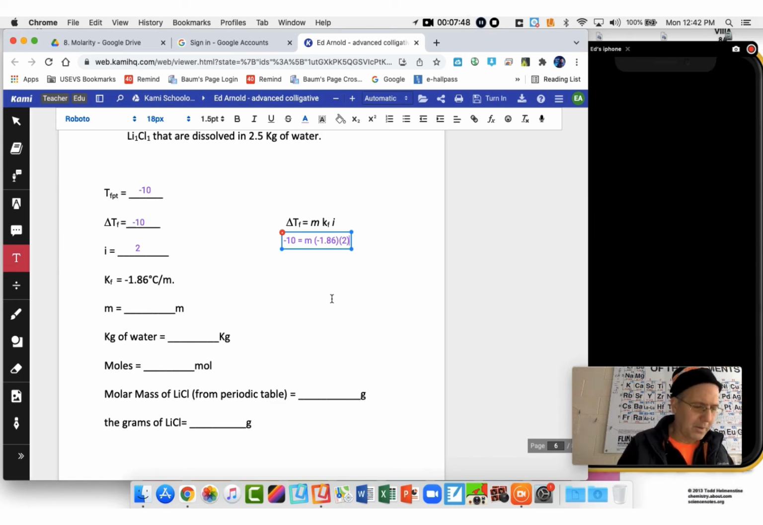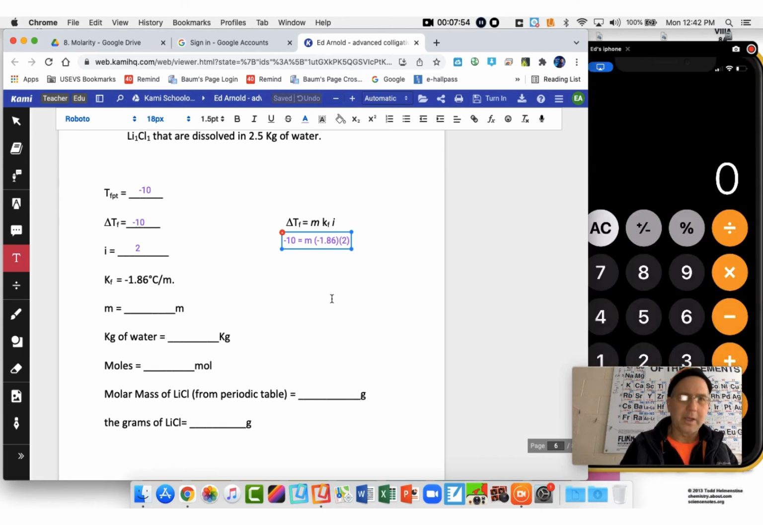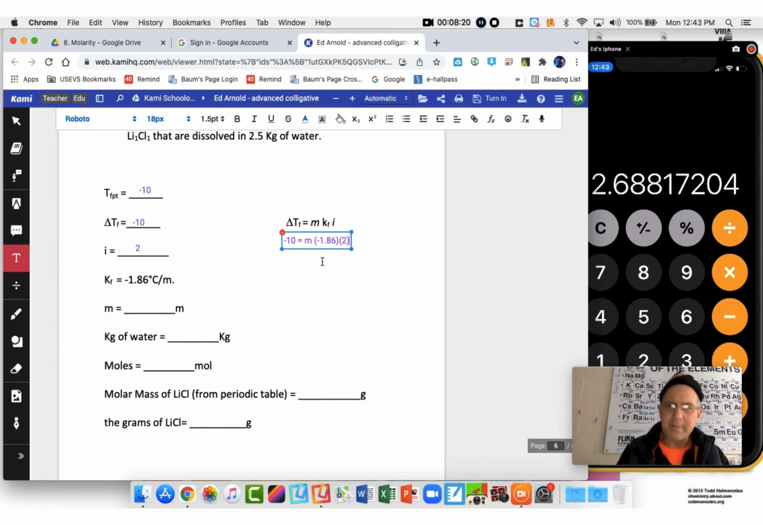Putting that into the old calculator. Oh, my calculator just shut down here. Come on. Okay. Putting it into the calculator, first of all, you put the side opposite of what you're trying to solve for. So we're solving for m, so let's put in negative 10 first. That's not minus 10, that's negative 10, divided by negative 1.86, and then divide by 2. Remember, we put it at the bottom of the fraction if it's on that same side, so we're moving those down and across the equal sign. And I get 2.7. I want to round that to 2.7. So my molality in this case is 2.7.